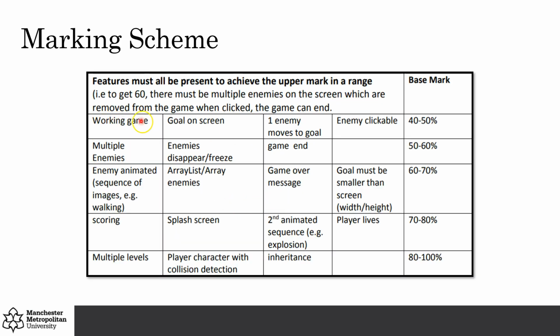So when you're looking at the marking scheme, make sure you don't miss anything out, because if you implement all these things, but you suddenly forget to have an array of enemies, that means you're not eligible for anything on this row. Let's say you implement everything on that first and second row, and you implement an enemy animated sequence, you implement a game over message, and the goal must be smaller than the screen width and height. But let's say you've not implemented the array. In order for you to meet that base mark of 60, you have to meet all of the requirements for that row.